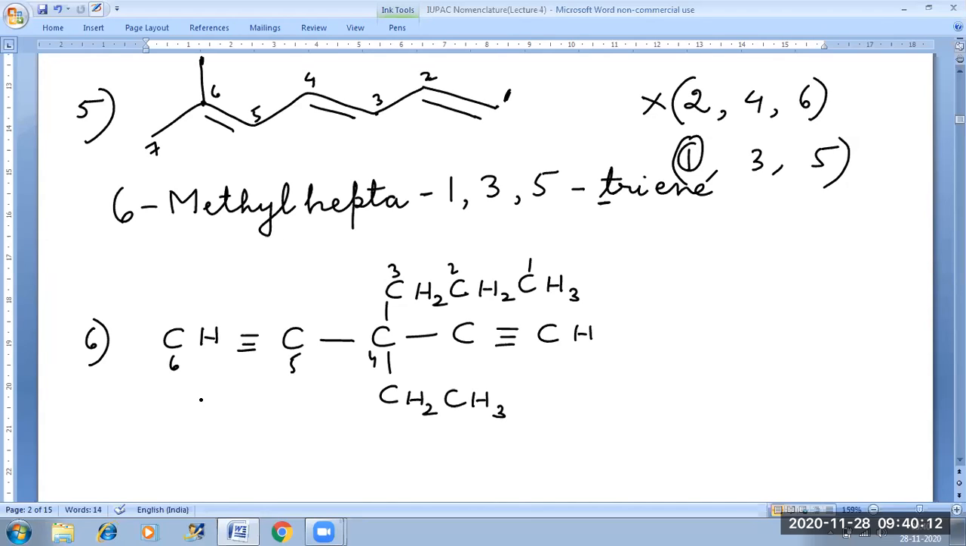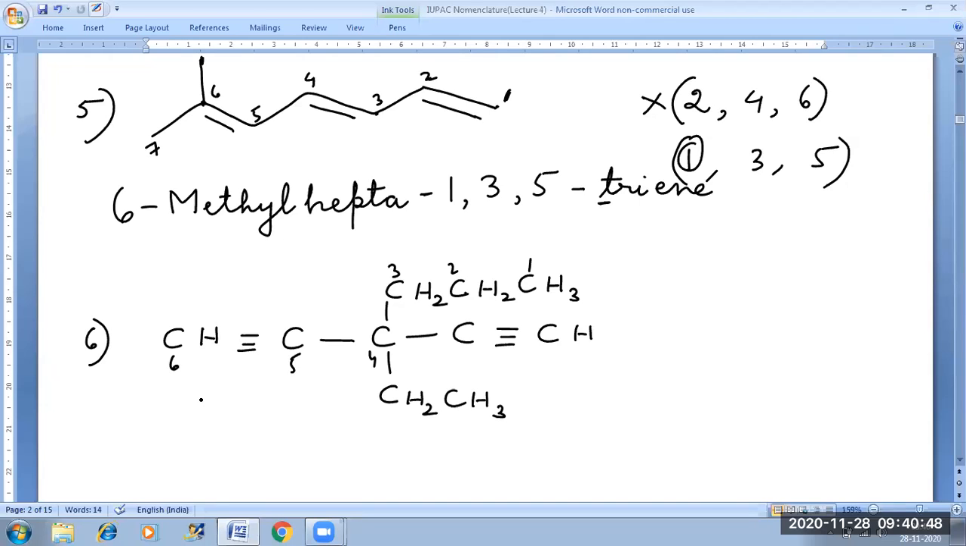Correct. So let's go back to that rule which we discussed in the previous lecture last week. I told you that when you are numbering a hydrocarbon containing double or triple bonds, then you have to select the longest chain of carbon atoms in such a manner that you get the maximum number of double or triple bonds included in the main chain.